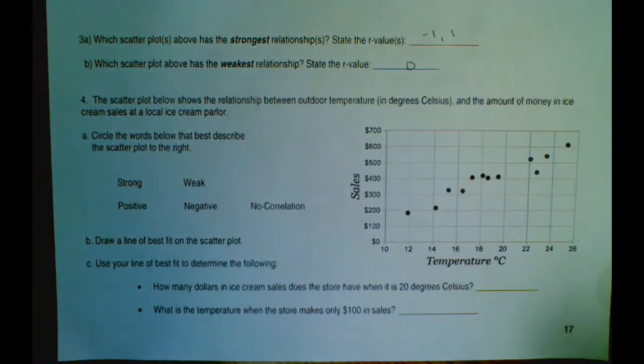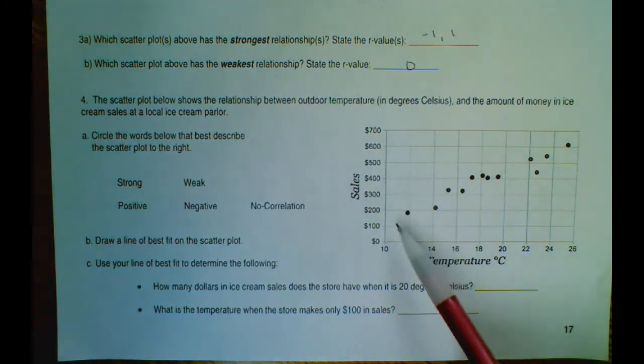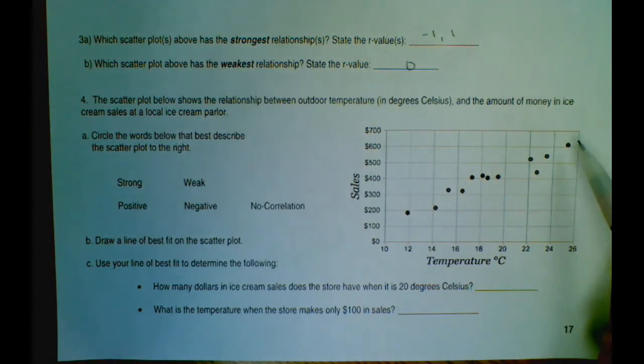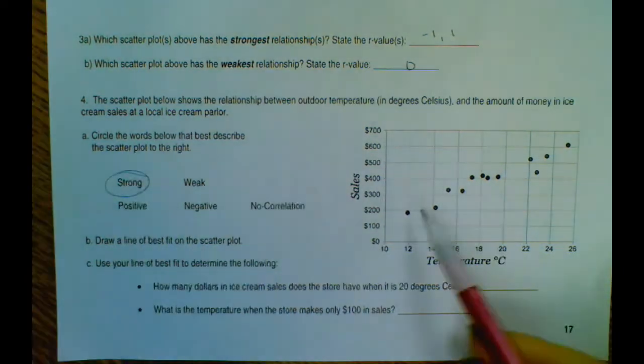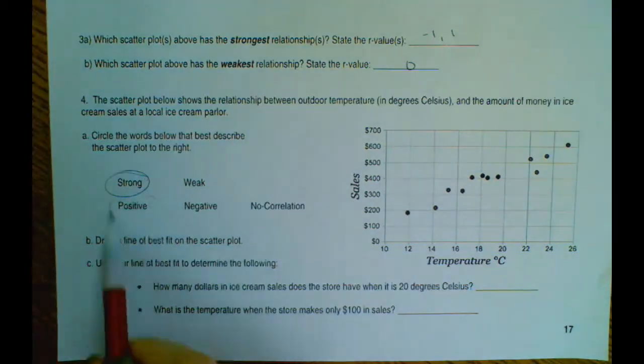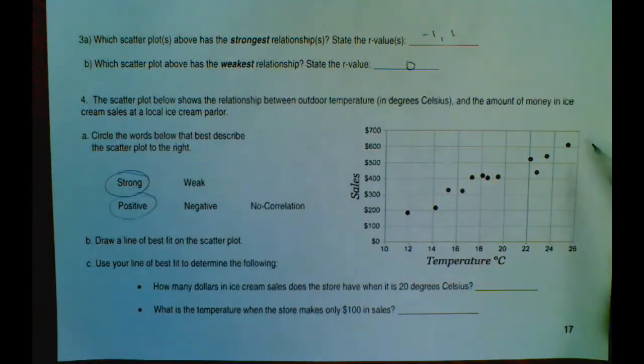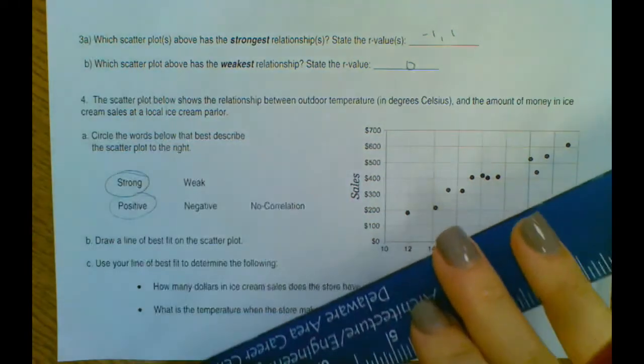Okay, number 4. The scatter plot below shows the relationship between the outdoor temperature in Celsius and the amount of money that's spent in ice cream at the local ice cream parlor. So here, would we say that this is strong or weak? Definitely strong because those dots are close together. And we would say it's positive because it's going up from left to right. It says draw a line of best fit.